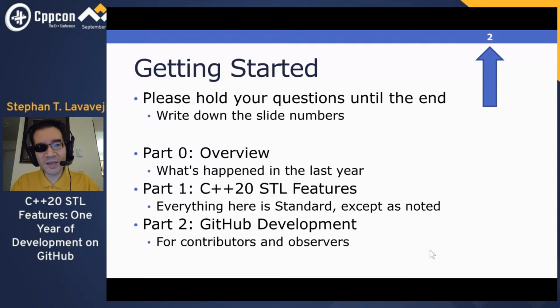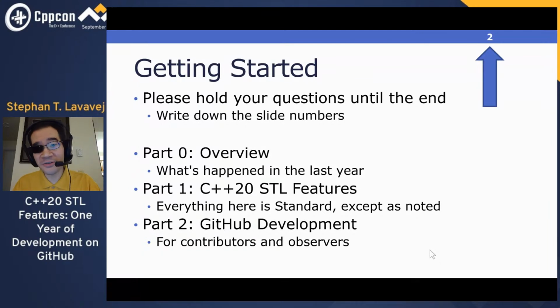So this presentation is structured in three parts. First, we're going to have a very quick overview of what's happened in the last year since the last CppCon. Then part one will be covering about 5 C++20 STL features. So this part is entirely standard. Even if you use another implementation, all of this will apply to you, and you'll be able to use it in your production code as soon as you gain access to a version of your compiler and library that support all these features. There's one part where I talk about something that is specific to our implementation, but otherwise everything else is standard.